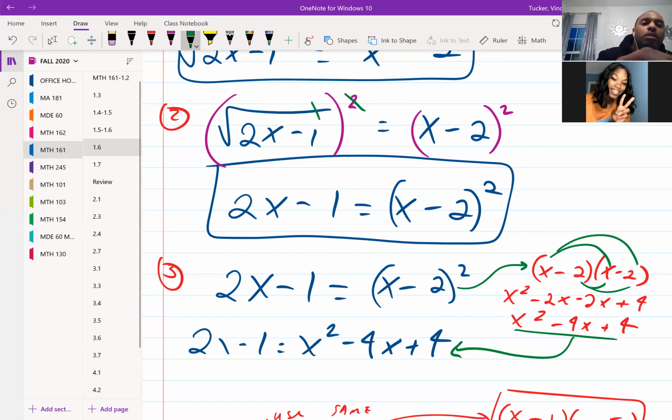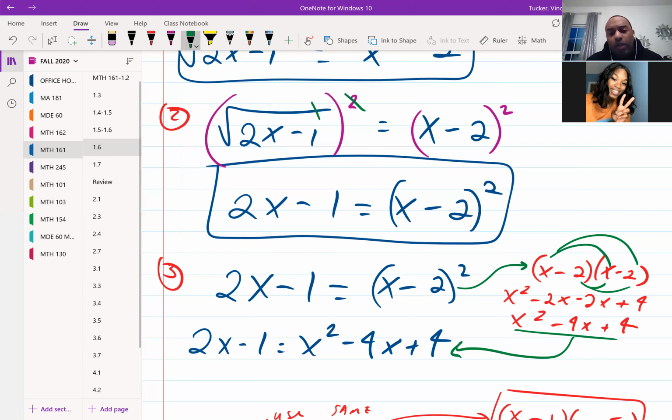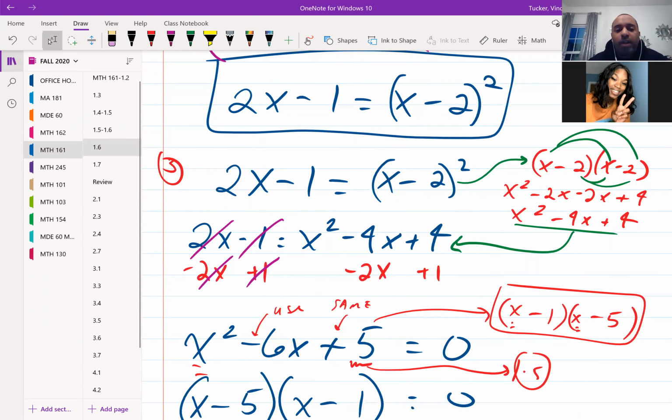All right, so now we want to set one side equal to 0. We have a quadratic equation now. The x to the second power, the highest exponent, lets us know that. So we can subtract 2x and add 1 to both sides. The 2x and that 1 will cancel on the left, which gives us x squared minus 6x plus 5.